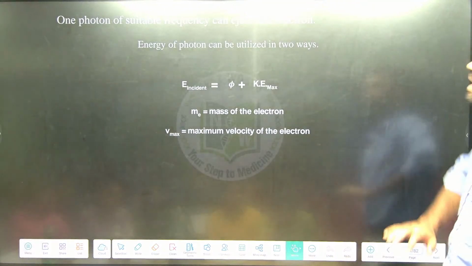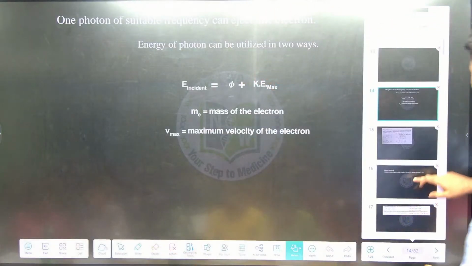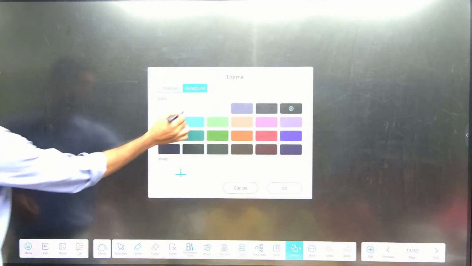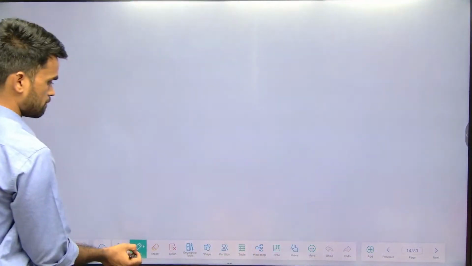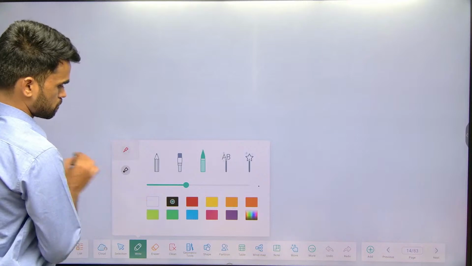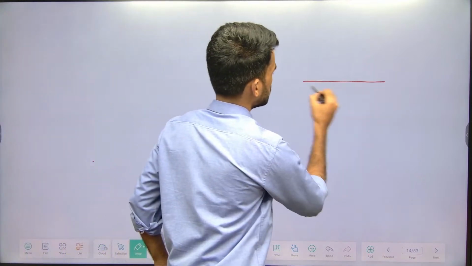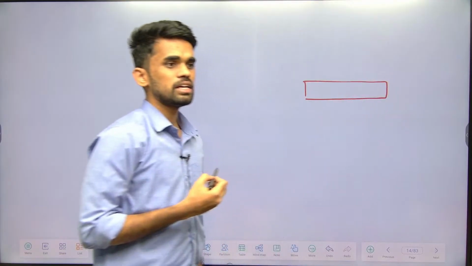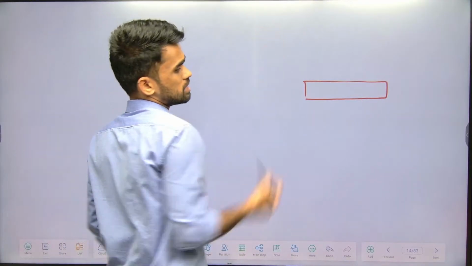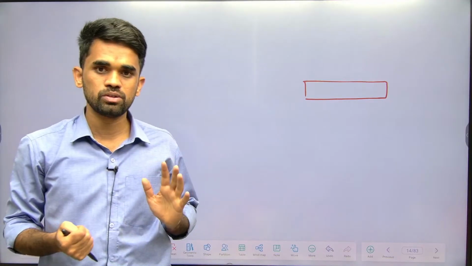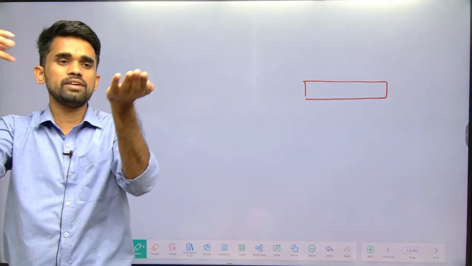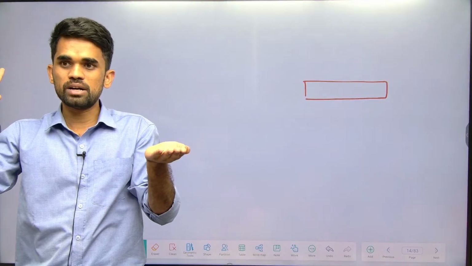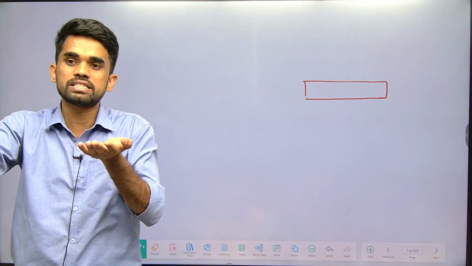So the next topic is photoelectric effect. What is that? What does this photoelectric effect say? Does anyone have any idea on this? See, if this is a metal surface, are metals electropositive or electronegative? Electropositive. It means whenever something is happening, first they will try to lose their electrons. They easily lose their electrons.